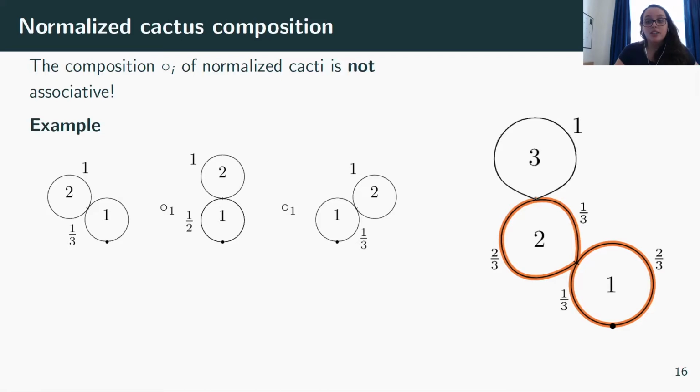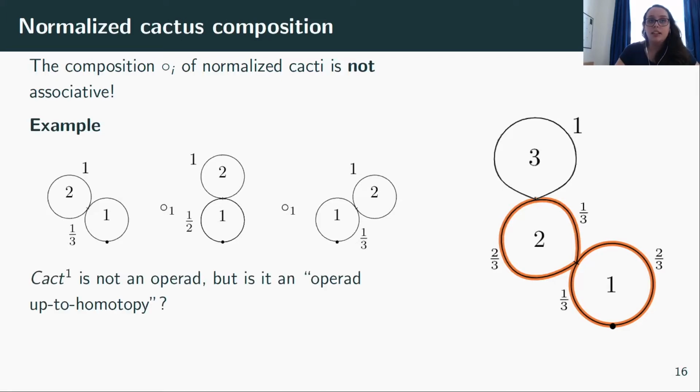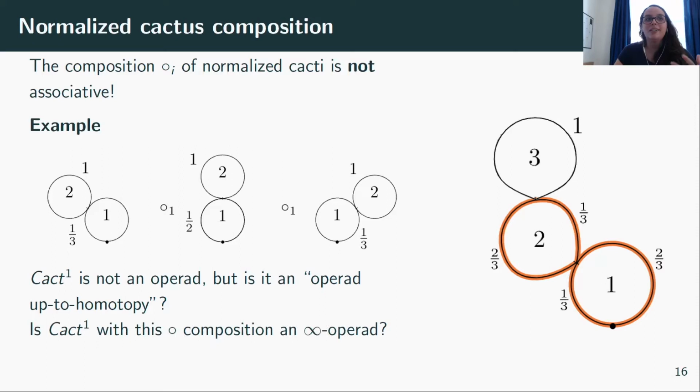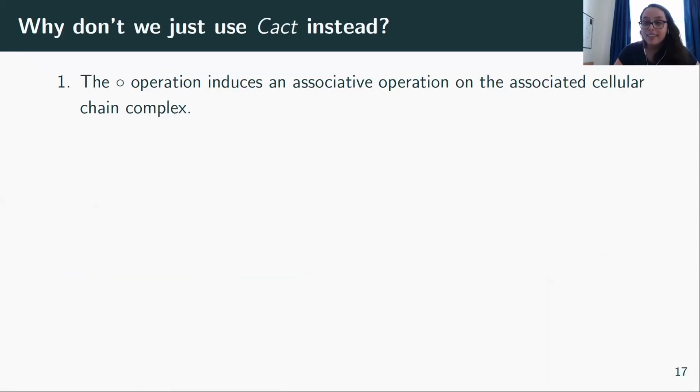So the next question is, can you do this coherently? So Cact1 is not an operad, but is it an operad up to homotopy? Or in the language that we're using now, is Cact1 with this composition an infinity operad? Well, a question that you should be asking now is, why are you still thinking about normalized cacti when you have a perfectly good operad of cacti to start with?